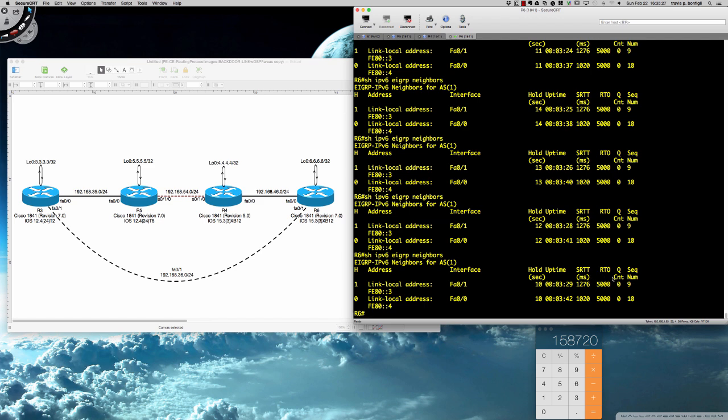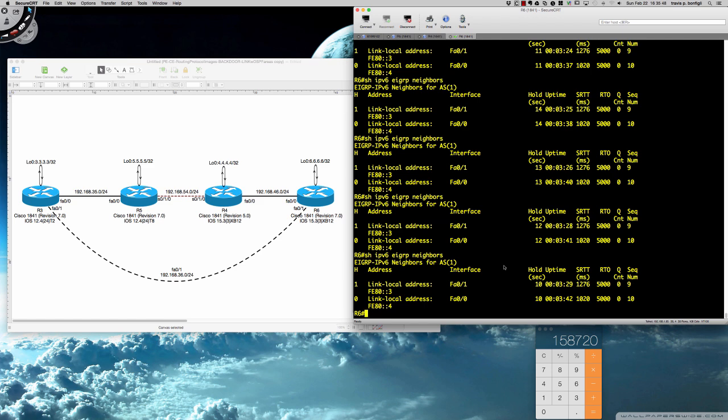Most importantly is the queue count. The queue count should always be 0. If you see your queue count starting to increment, that means you have a problem in your network. Sequence number simply tracks the updates, the queries, the reply packets, and that's about it for the output here.